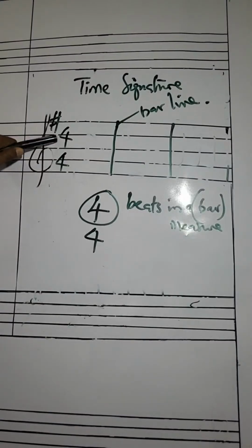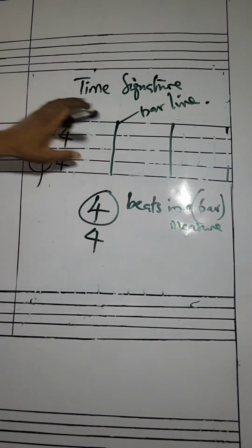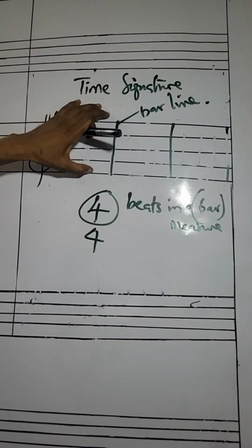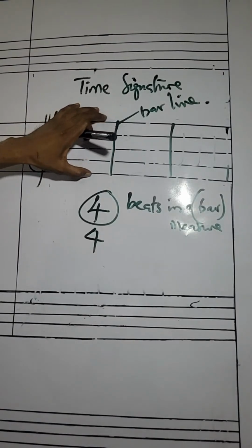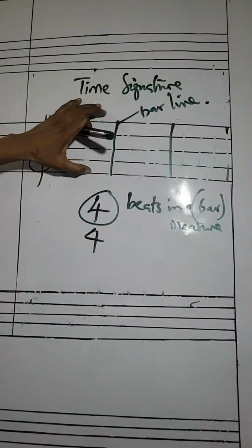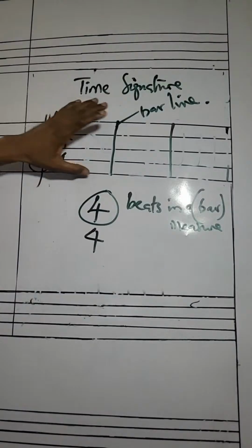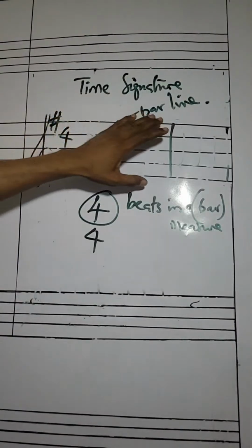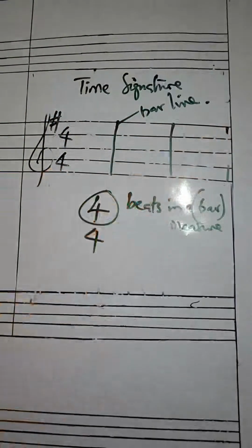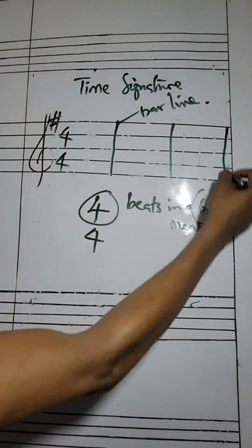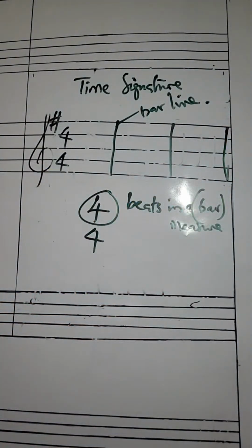So your top number here is telling you how many beats are supposed to be in a bar. This 4 now is telling me that I'm supposed to have 4 beats here, 4 beats here, and 4 beats here. I believe we are understanding.